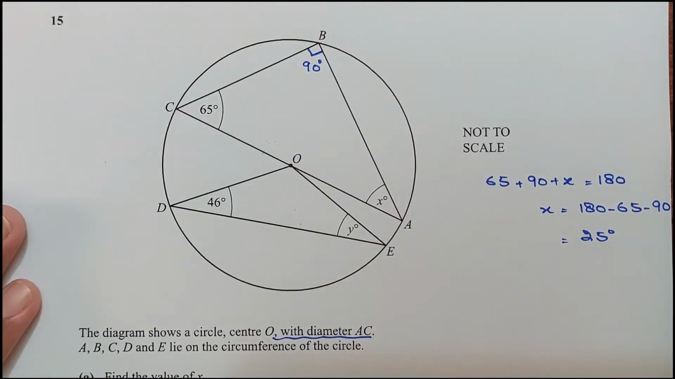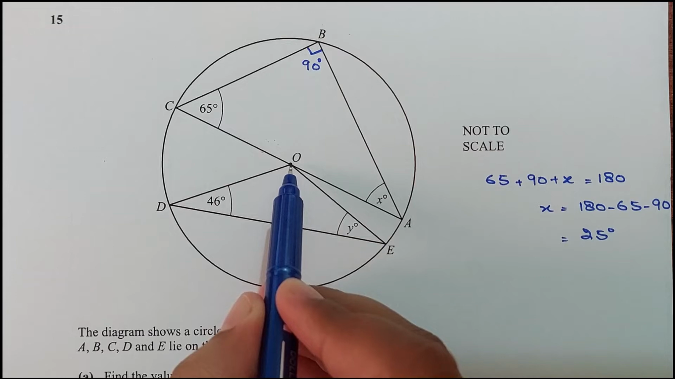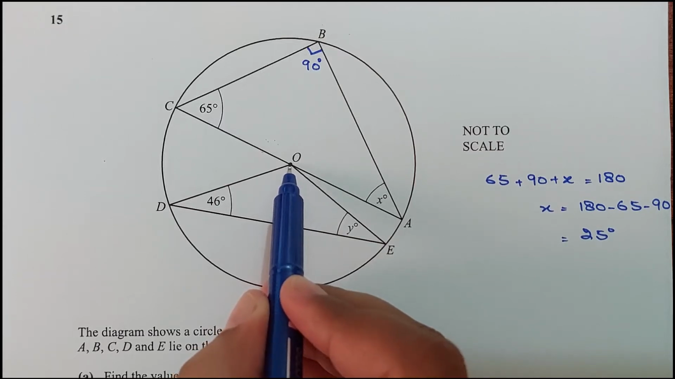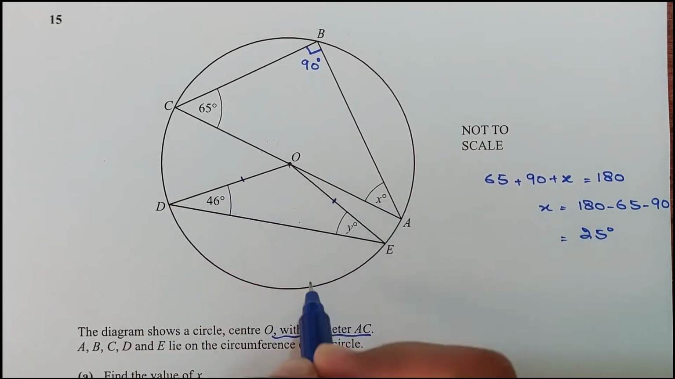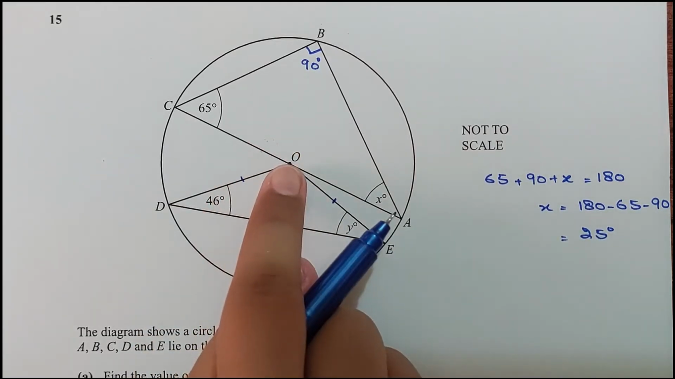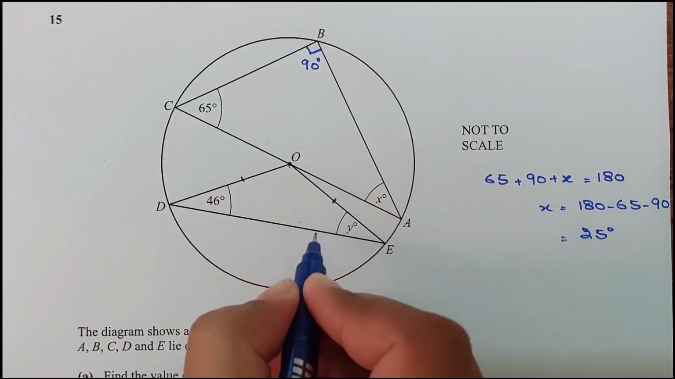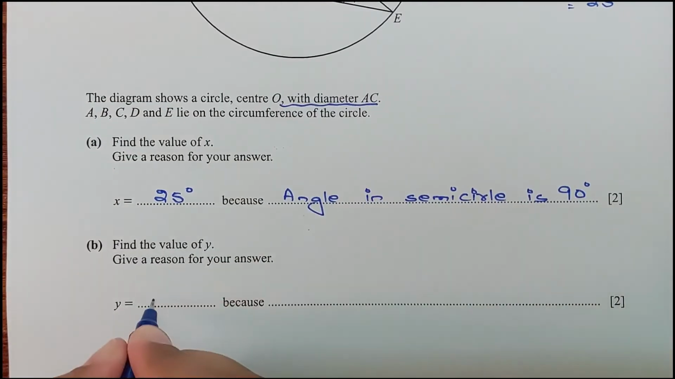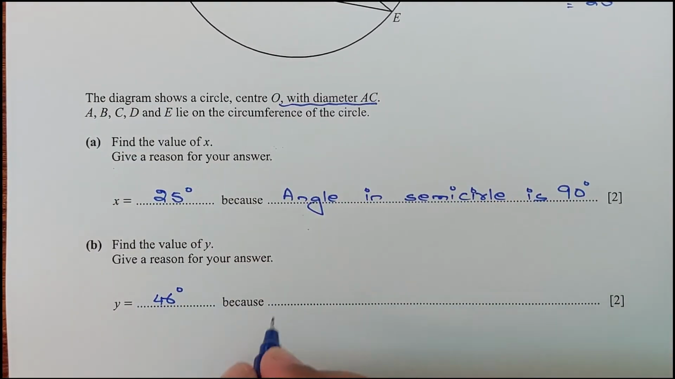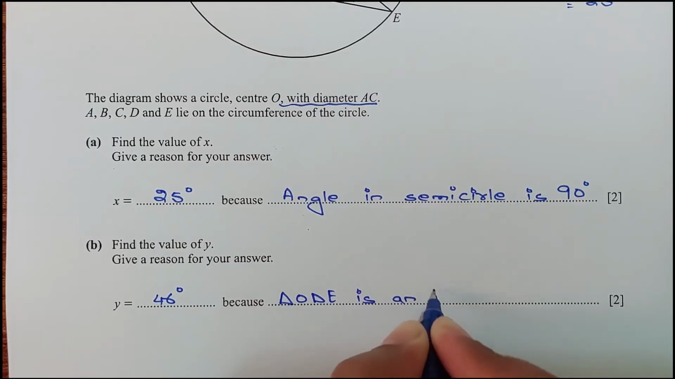So where is y? Okay, y is over here. So we know that the circle center is O, and OD and OE are the two radii of the circle, right? So it means triangle ODE is an isosceles triangle. Two sides are the same, two angles are the same. This is also 46 degrees. Y is also 46 degrees. And the reason is triangle ODE is an isosceles triangle.